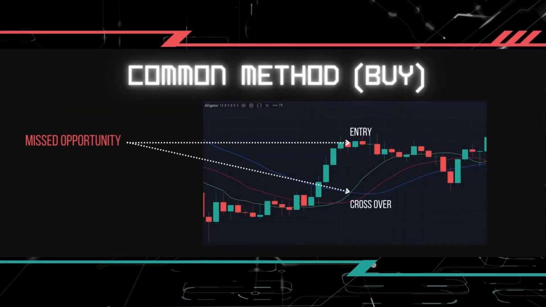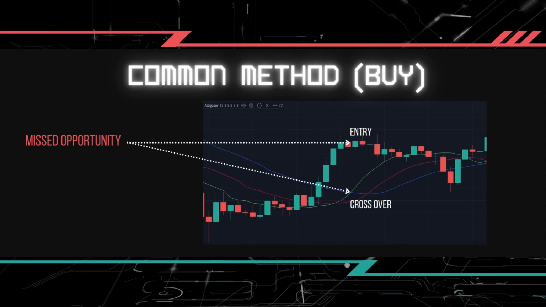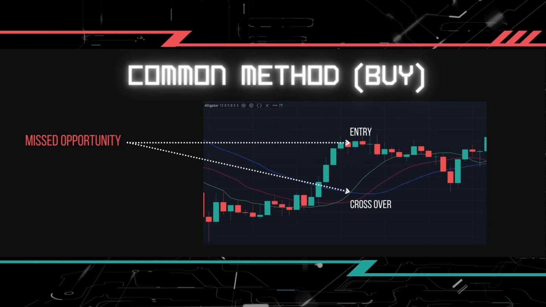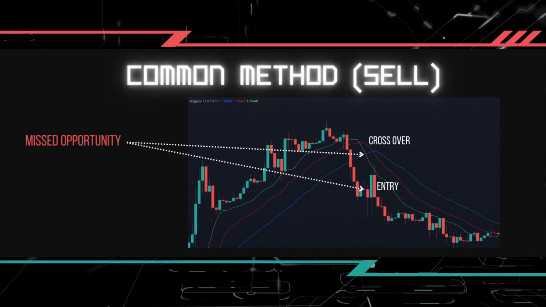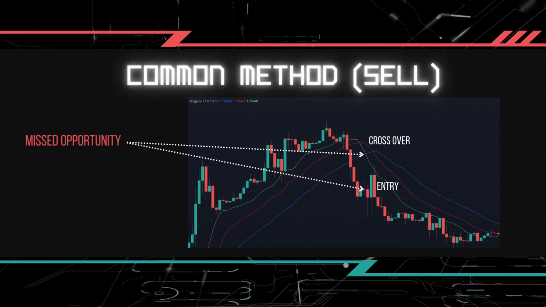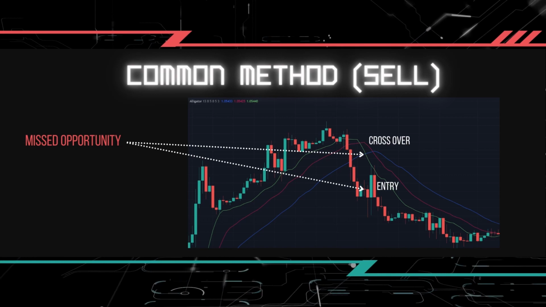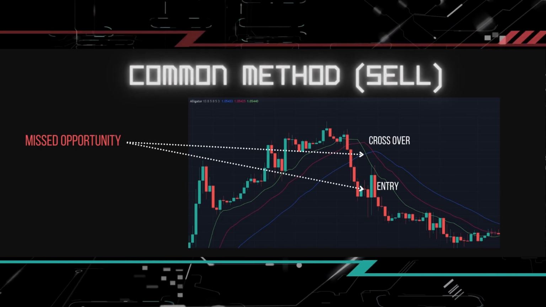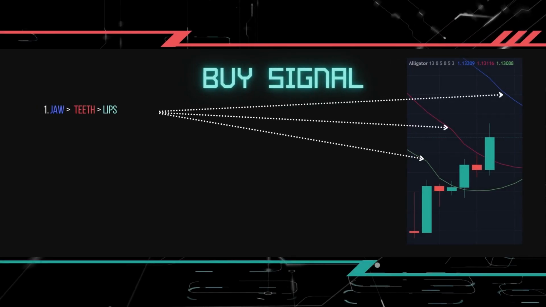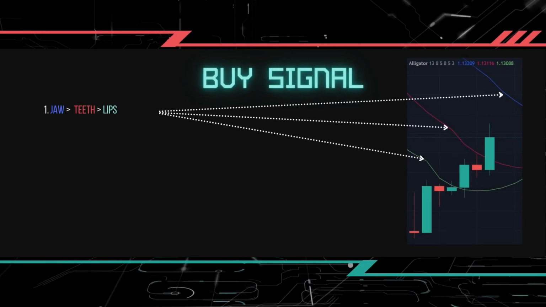Some of the common methods to use the Alligator Indicator is to wait for the green line to cross above the red and blue lines to indicate a buy signal. Similarly, for a sell signal, they will wait for the green line, the lips, to cross below the red and blue lines. However, this will make us lose out on quite a bit of the movement. Usually we would be late for the entry and miss out on a good entry opportunity. Instead of using the common method, let us share with you our strategy.